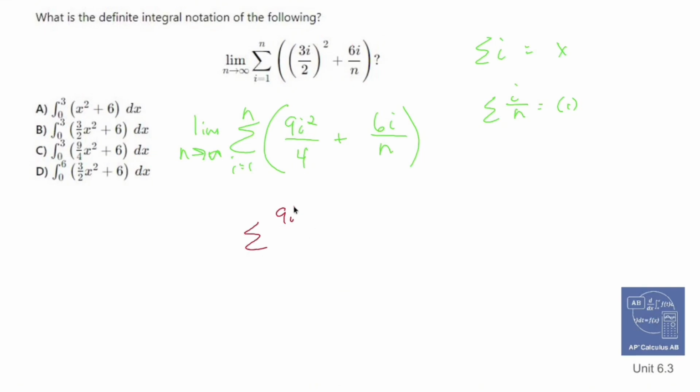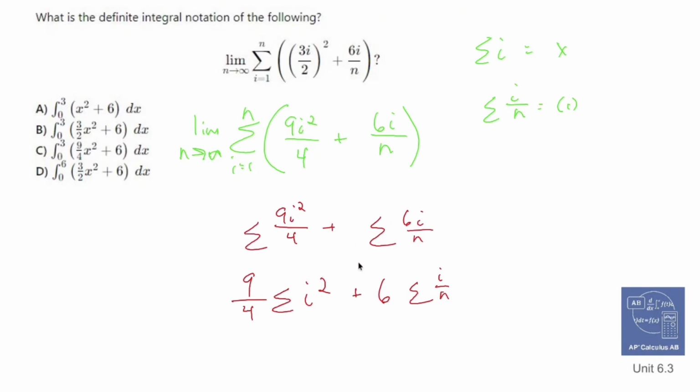Let's simplify it and rewrite it like this, just to make life easy. Sigma, sigma. Rip out a 9 over 4. 9 over 4 is sigma i squared. Rip out a 6, sigma i over n. Once you have that, we can now apply these rules here.